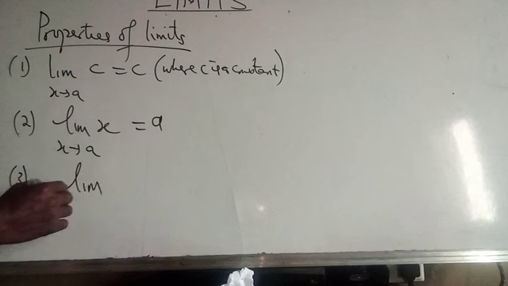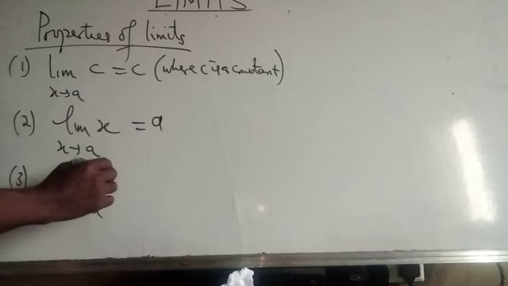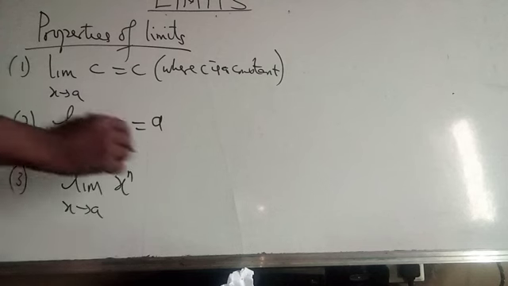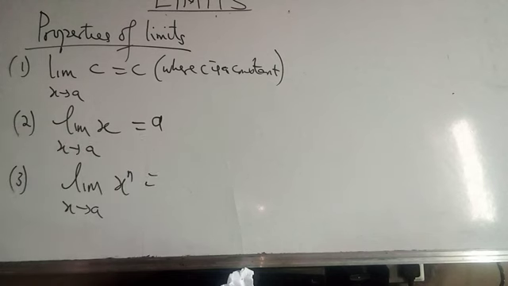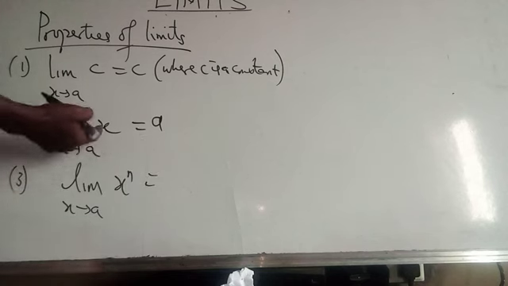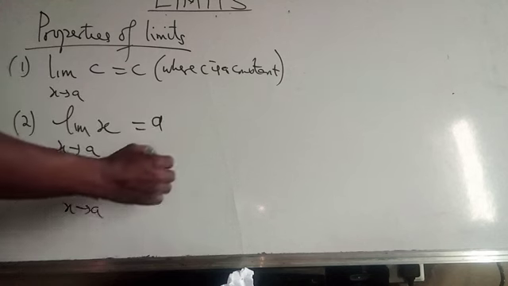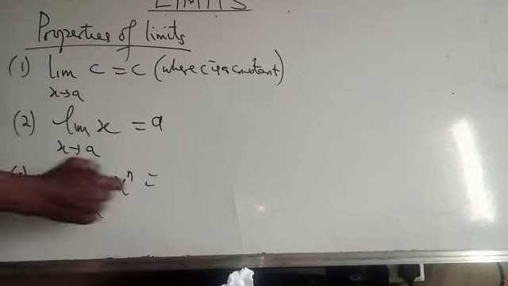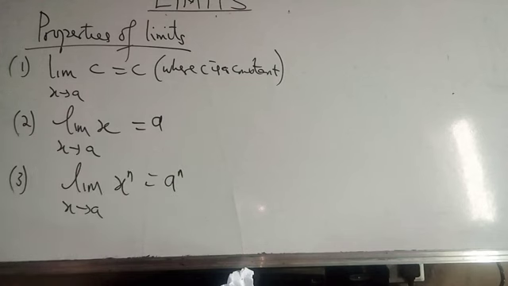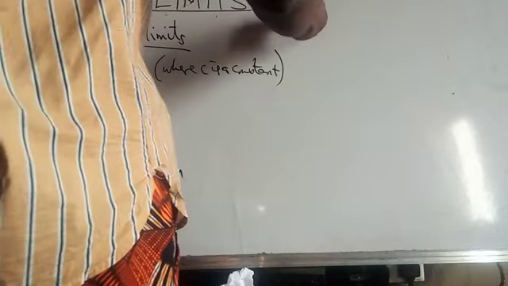The limit as x tends to a of x raised to power n. This is just the nth degree of the first one. If x tends to a, it means a raised to power n, for any positive value here.